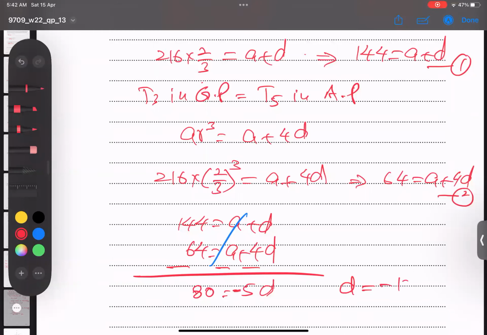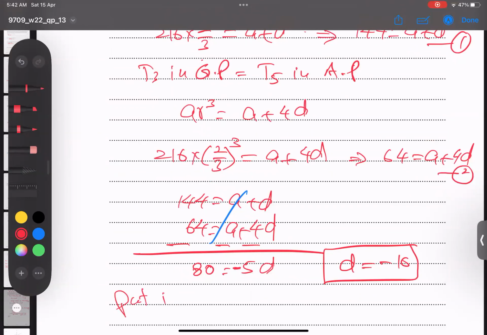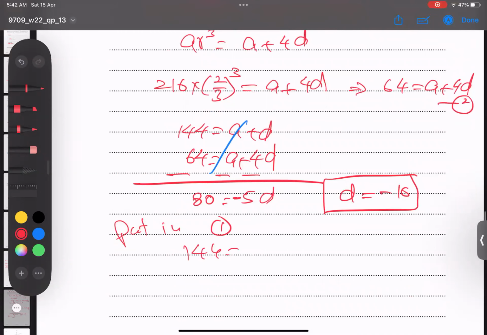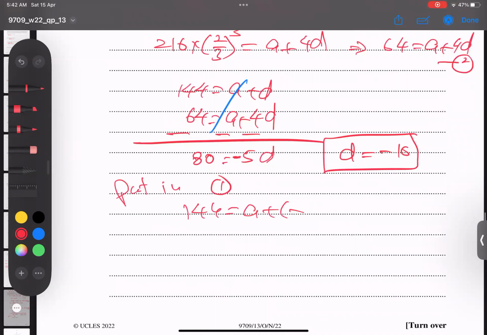So this is done. Now I'll go for the other one, put this D value here or here. I think putting in one is better. So 144 equals A, and the D value is minus 16. So 16 goes there, it will add. So 144 plus 16. Yeah, it's coming 160. So alhamdulillah, clear.